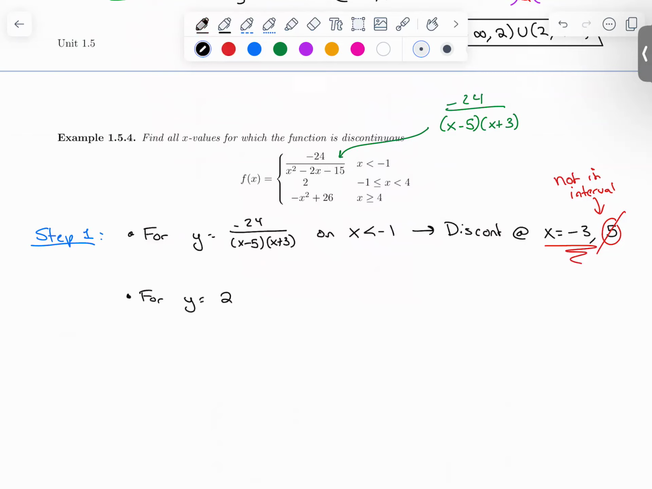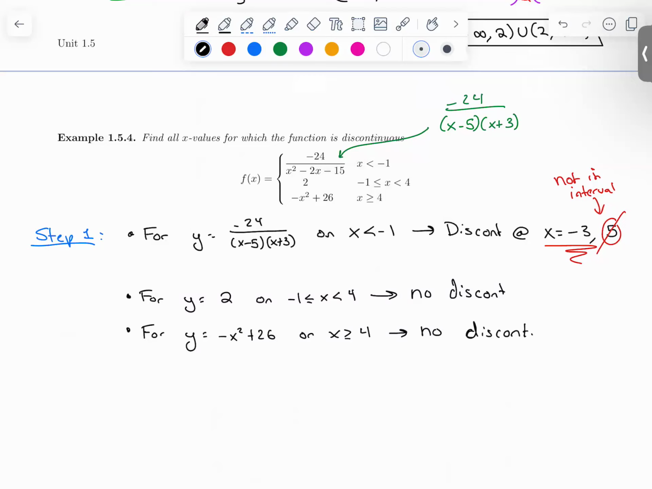For y equals 2 on -1 less than x less than 4. Are there any discontinuities? Nope, because it's a polynomial. One of the most basic polynomials in the fact that it's a straight line, but it is a polynomial. So no discontinuities. And for y equals -x squared plus 26 on x greater than or equal to 4. Discontinuities at all? Nope, because it's a parabola. And parabolas are defined everywhere. Every polynomial is continuous everywhere. So there's no discontinuities there.